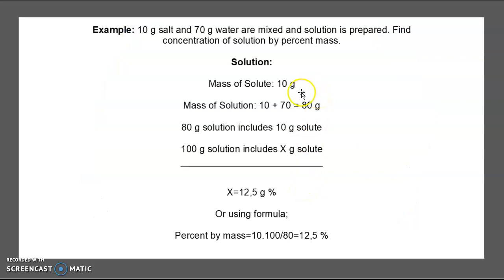For example, if we have 10 grams of a salt and 70 grams of the solvent, we have 80 grams of the solution. And we want to find the percent concentration of this solution. Then we divide 10 grams of solute by 80 grams of solution times 100, and it gives us 12.5%.